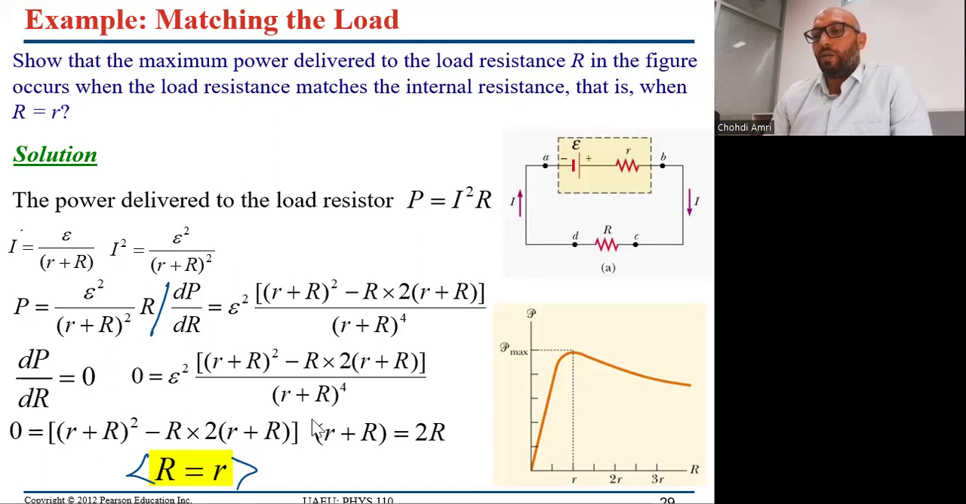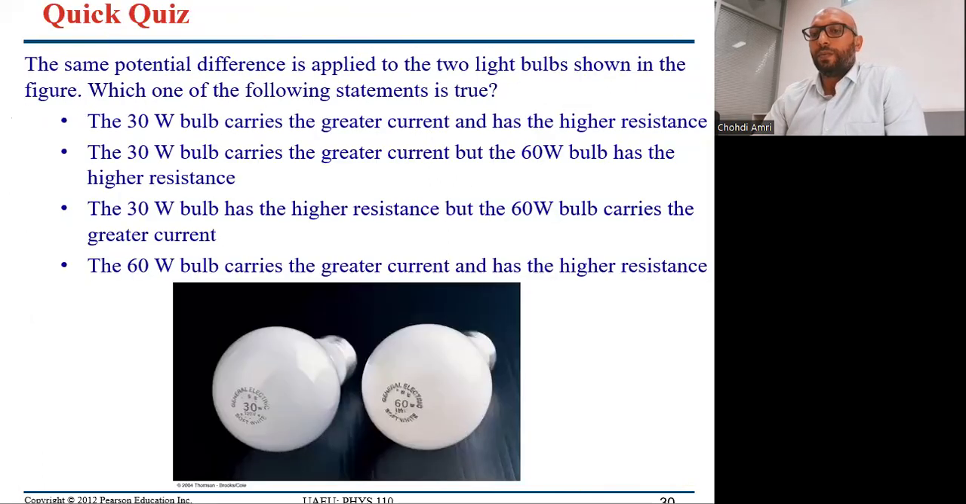This polynomial equation equals 0 when we have only capital R equal to small r. So when we have an external resistance equal to the internal resistance, in this case, we have a maximum power delivered to the circuit. We take some examples.